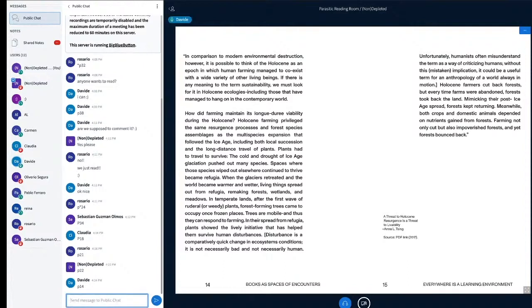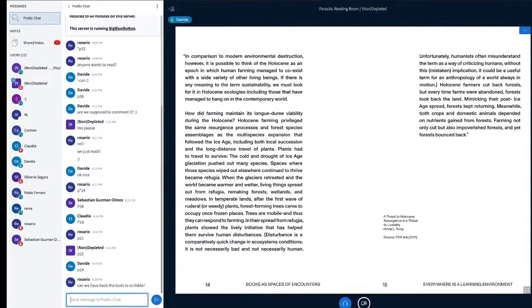Disturbance is a comparatively quick change in ecosystem conditions. It is not necessarily bad and not necessarily human. Unfortunately, humanists often misunderstand the term as a way of criticizing the human. Without this mistaken implication, it could be a useful term for an anthropology of a world always in motion.